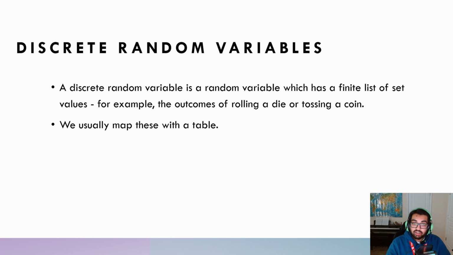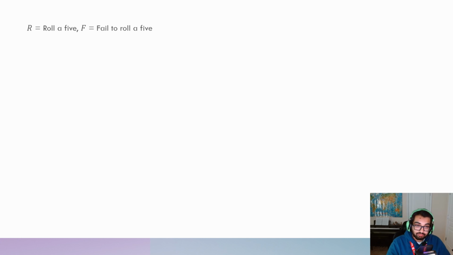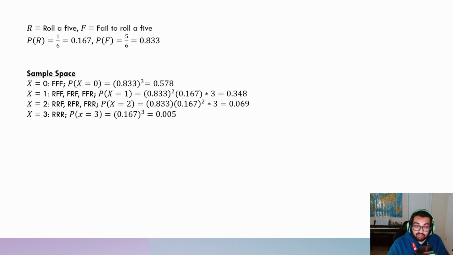A discrete random variable is a variable which has a finite list of set values. For example, the outcomes of rolling a die or tossing a coin. We usually map these with a table. So let's do an example of this real quick. Let's say the event R is rolling a 5 and the event F is failing to roll a 5. You could also call F R complement, but it's the same thing. So P of R is 1 over 6, P of F is 5 over 6.